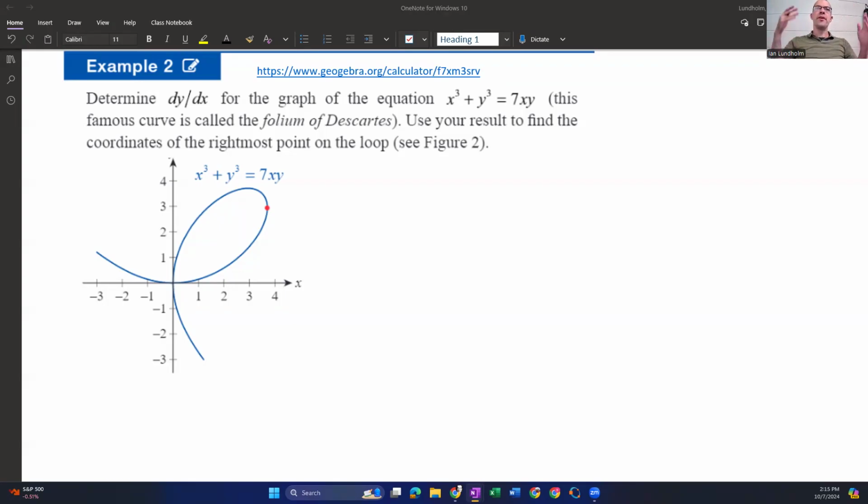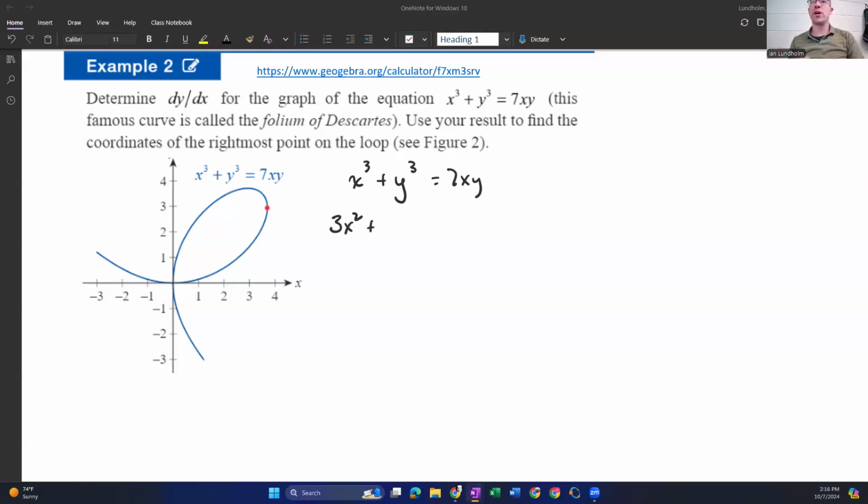Okay, so big idea with implicit differentiation. Let's go ahead and just copy down that original equation. x cubed plus y cubed equals 7xy. The idea here is to just take the derivative of everything with respect to x, and we're going to do that term by term across the entire equation. 3x squared, no big deal, our rule for that first part.